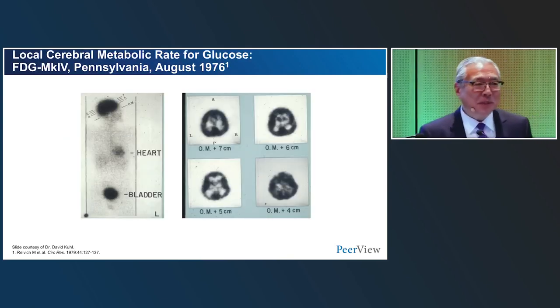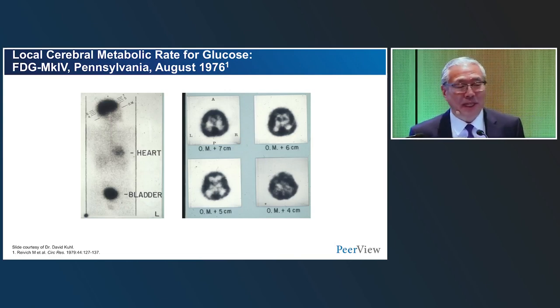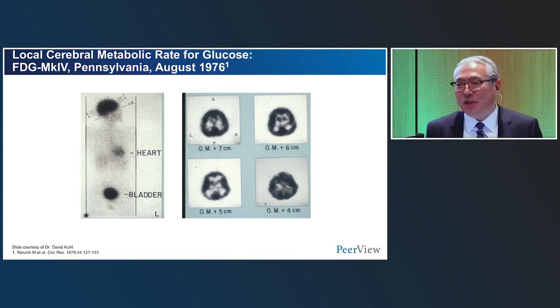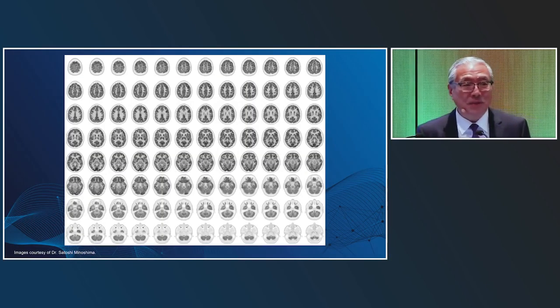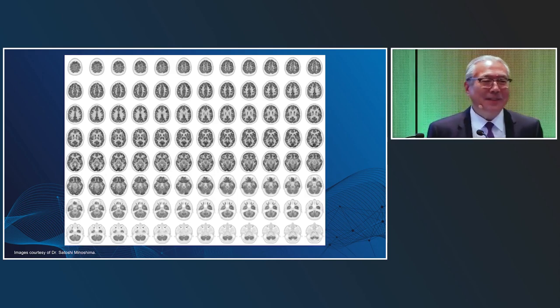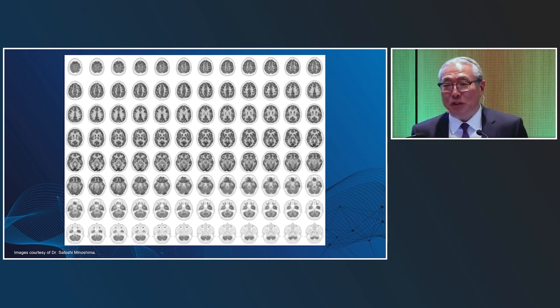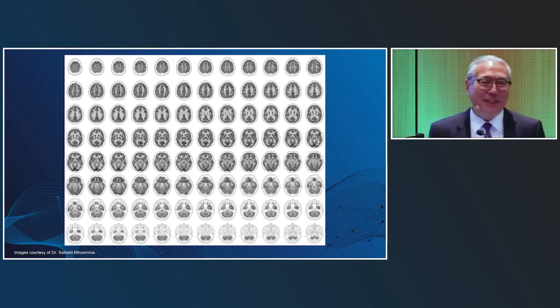And just a historical picture, this was actually obtained by my mentor, David Kuhl, at the University of Pennsylvania, half a century ago. The first scan, the first human study of FDG and brain imaging, was a remarkable advancement. But almost 50 years later, the image quality of PET scans has improved so much. We used to joke that nuclear medicine is unclear medicine. You've heard that. But now it's a new clear medicine. Just want to let you know. So we should be proud of ourselves.